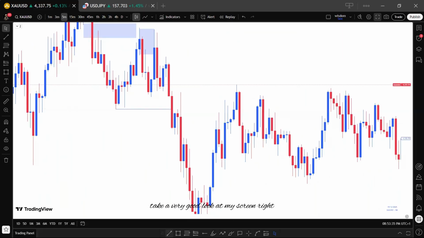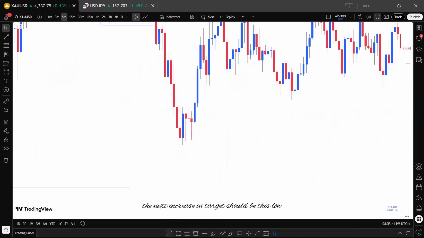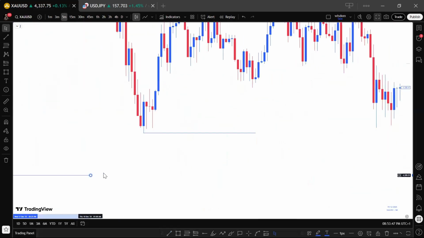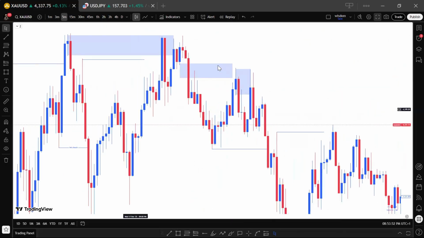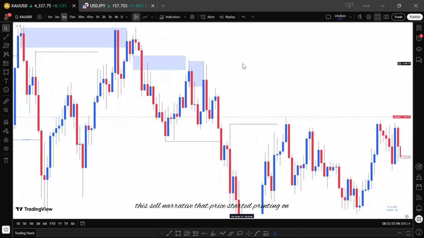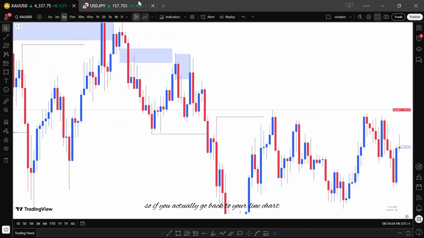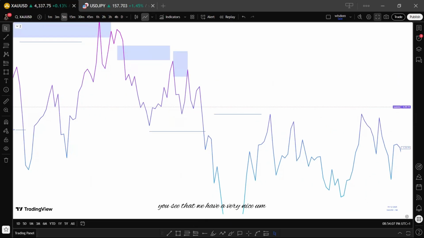Then if you take a very good look at my screen right here, we have this high. If price takes this high, the next liquidity target should be this low, or this other main low. So I was really convinced about this sell narrative that price started printing on the 5 minutes time frame. If you go back to your line chart, you see that we have a very nice V shape around this one, and a V shape most of the time indicates key levels or breaker blocks.